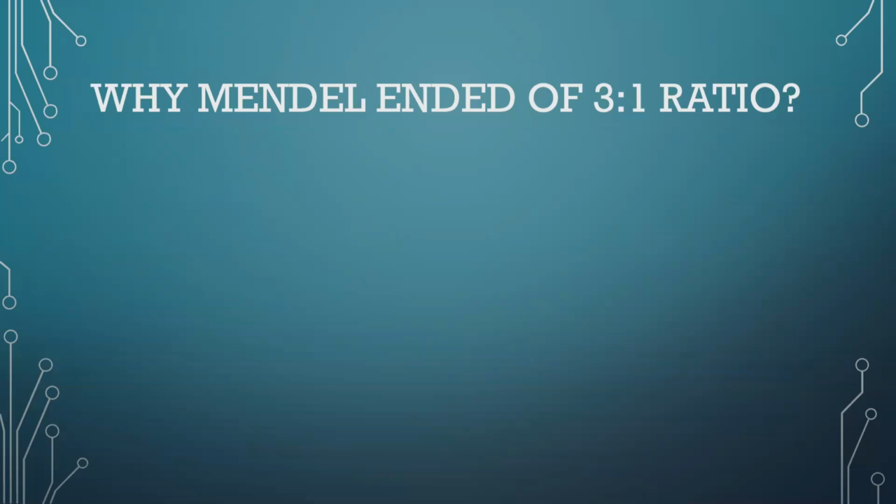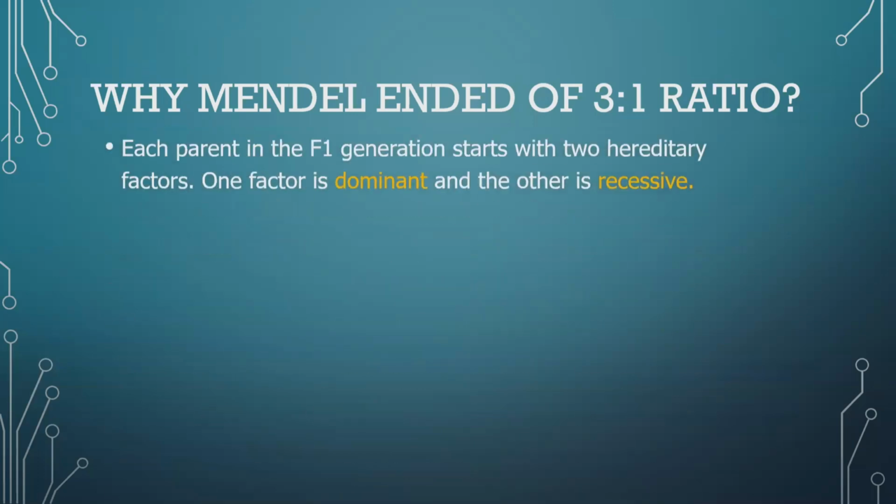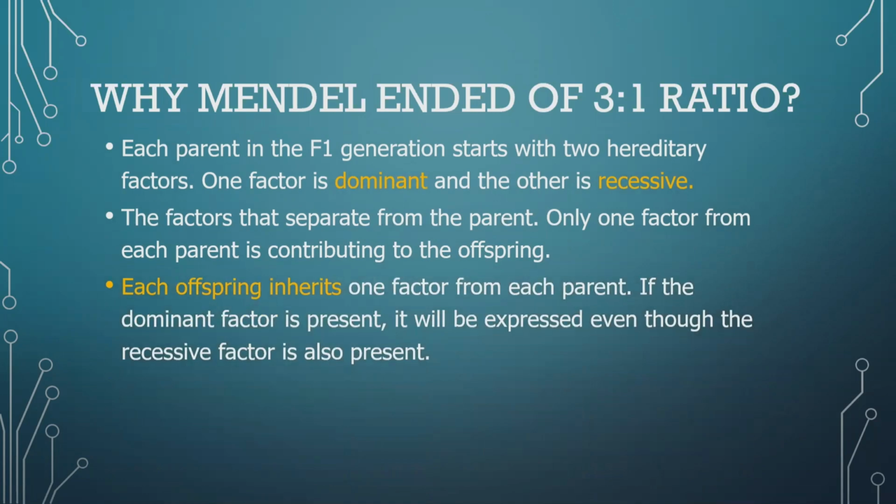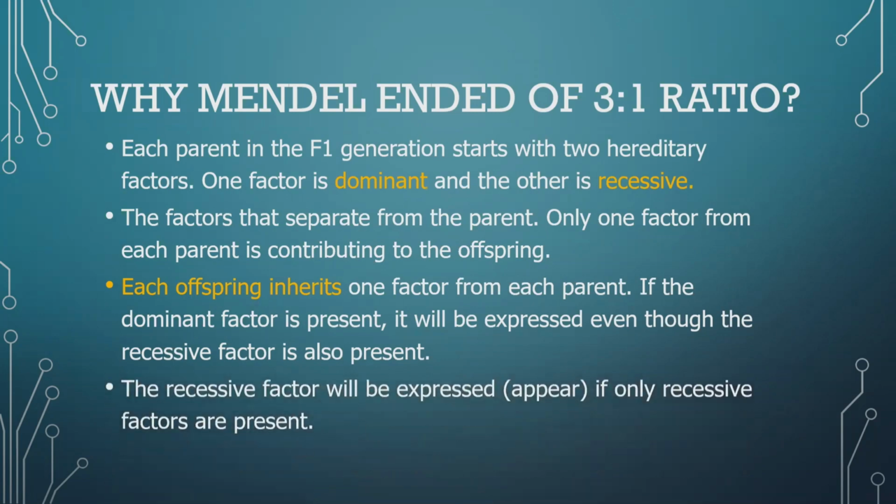Why did Mendel end up with a 3:1 ratio? One, each parent in the F1 generation starts with two hereditary factors. One factor is dominant and the other is recessive. The factors separate from the parent, and only one factor from each parent contributes to the offspring. Each offspring inherits one factor from each parent. If the dominant factor is present, it will be expressed even though the recessive factor is also present. The recessive factor will be expressed or appear only if only recessive factors are present.